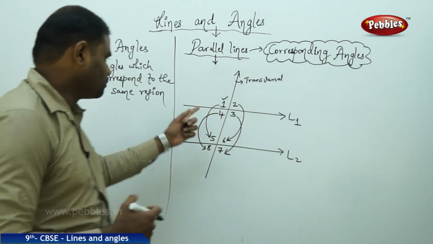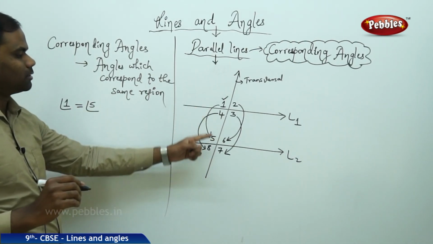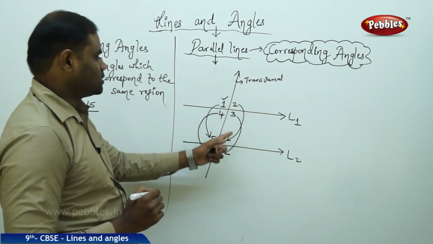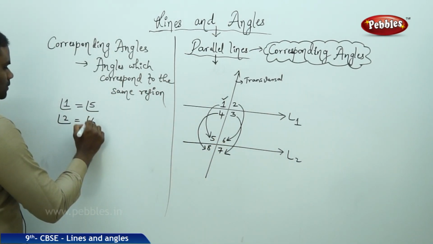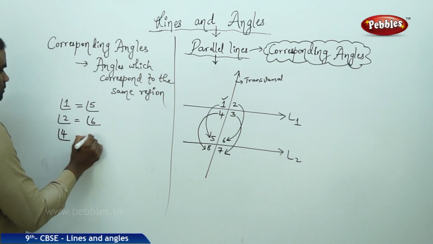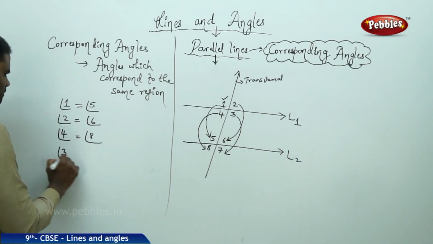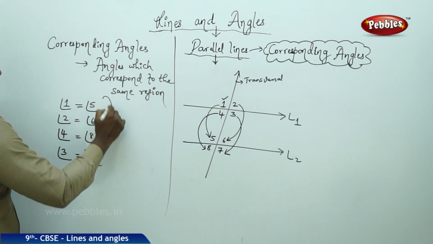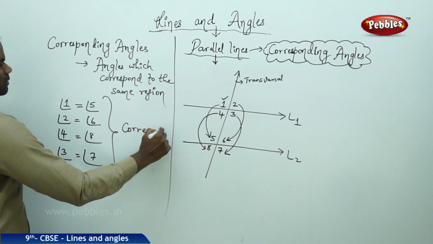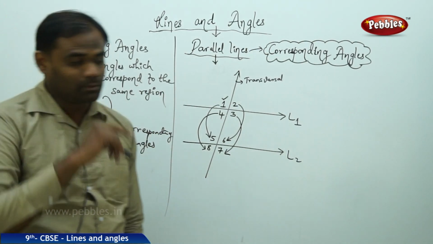parallel. Therefore, angle 1 equals angle 5, which are corresponding, and angle 2, which is out here, is equal to angle 6. And angle 4, which corresponds to angle 8, are equal, and angle 3, which corresponds to angle 7, are said to be corresponding angles and are always equal.